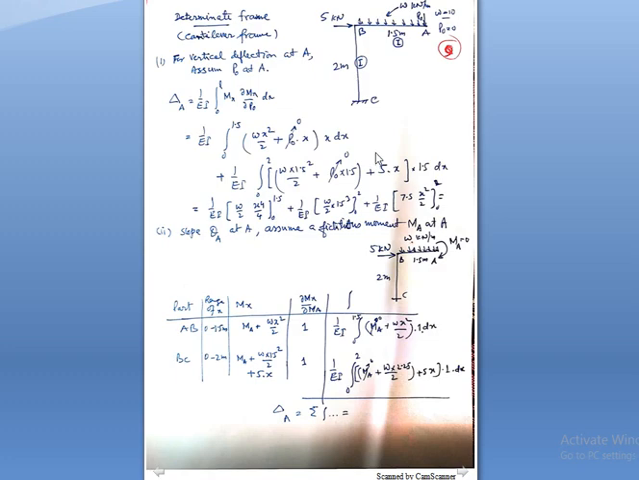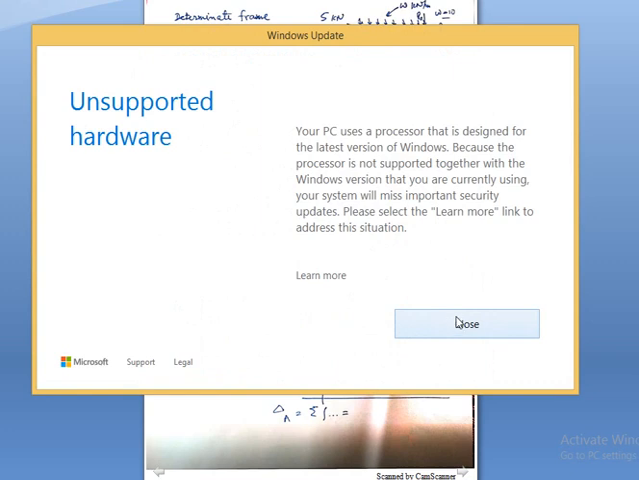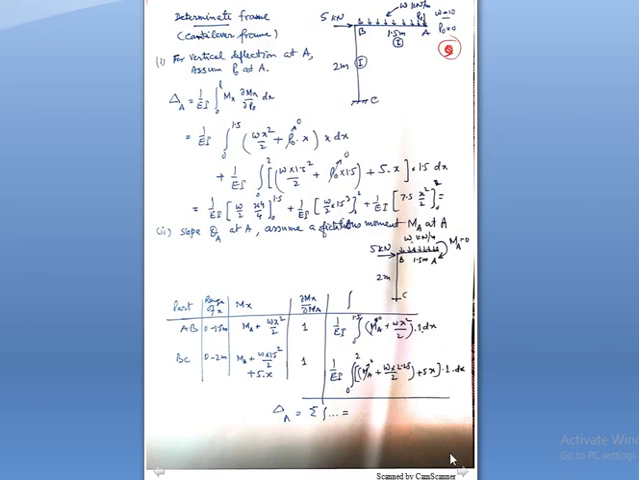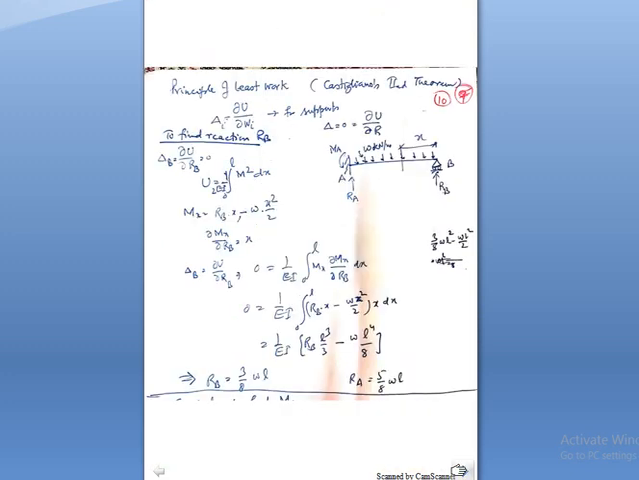Similarly, if we want to know the slope at A, we have to assume a fictitious moment at A, and likewise we have to complete. So the summation of these two parts is nothing but the integration for part A to B and part B to C, and this must be the deflection. The same table can be repeated to find the slope also. These are tables for deflection; we can also make a table for slope.